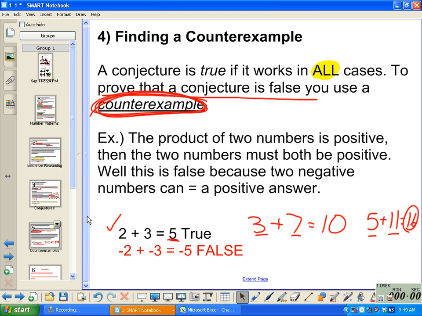But this conjecture is false because of this statement here. I can do a negative 3 plus a negative 2, which gives me a negative 5. Therefore, making this statement false. Once I make my conjecture or hypothesis false, I've used a counterexample. A counterexample. And this concludes 1-1.